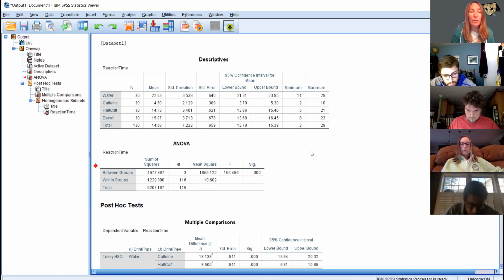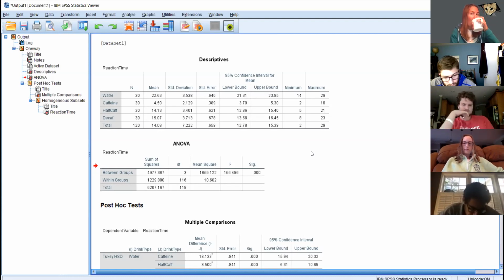This is further demonstrated by the fact that half calf is pretty similar to the decaf, which suggests that there is a placebo effect going on, because even having half of the caffeine, just the belief that you're having coffee is going to get you there a little bit. But then we do know that caffeine really does work to speed up reaction time because it's significantly faster. So caffeine is doing something, but you need enough of it to overcome the placebo effect.